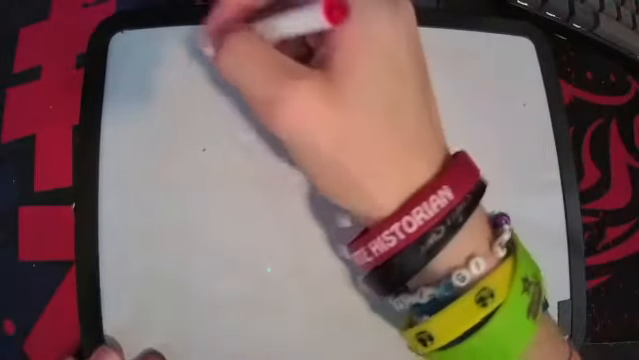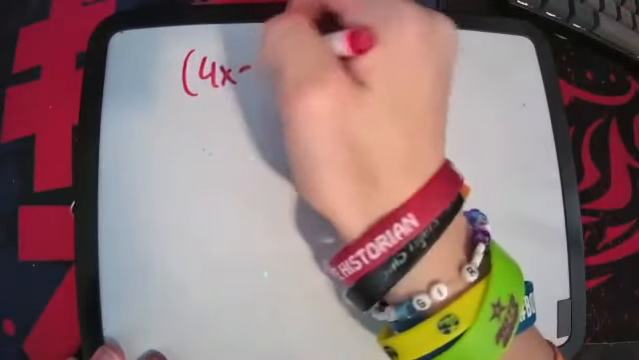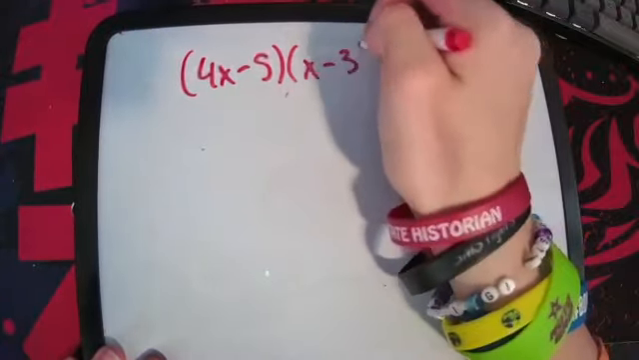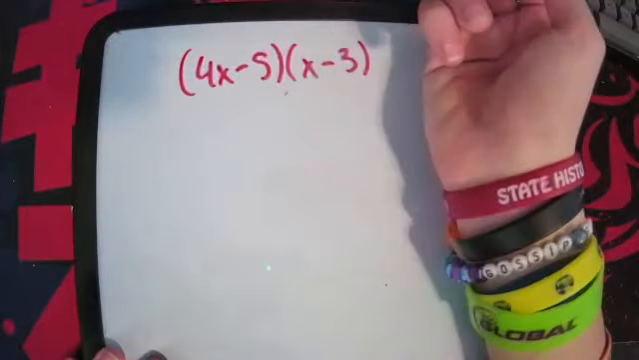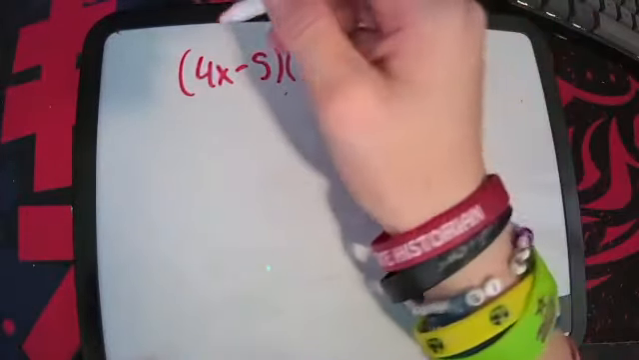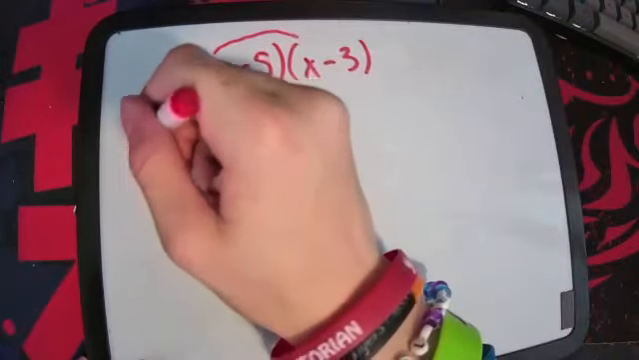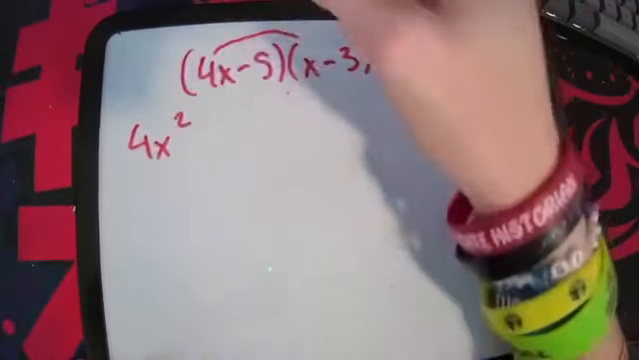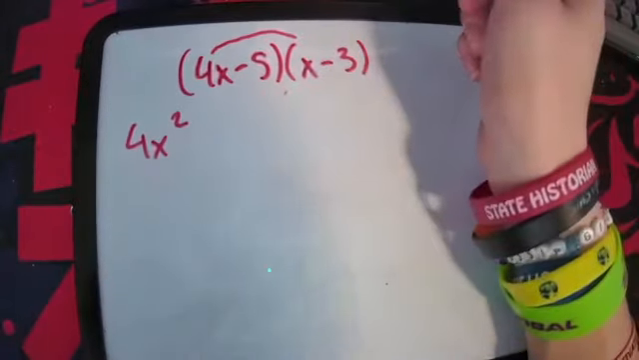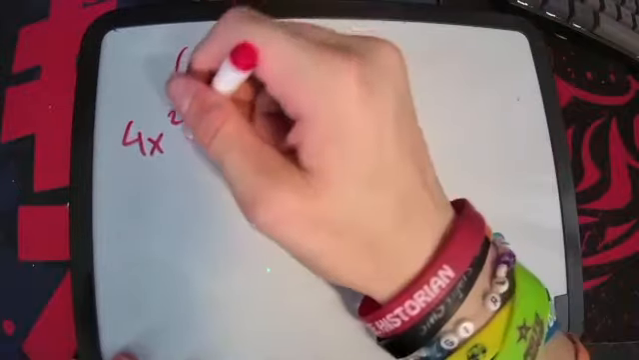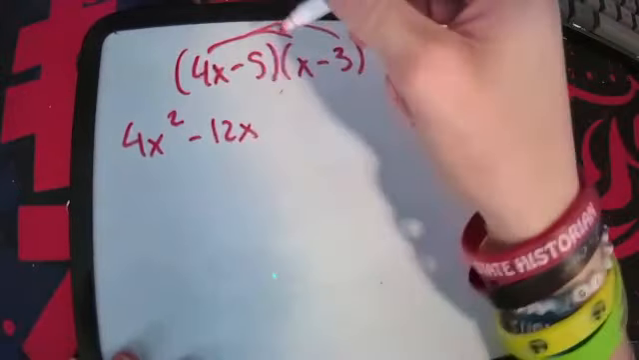So for example 1, we have (4x - 5)(x - 3). First we have to follow the laws of FOIL. We multiply the first two together. So 4x times x equals 4x squared. Then we have to go on to the outermost terms. So 4x times negative 3 is negative 12x.